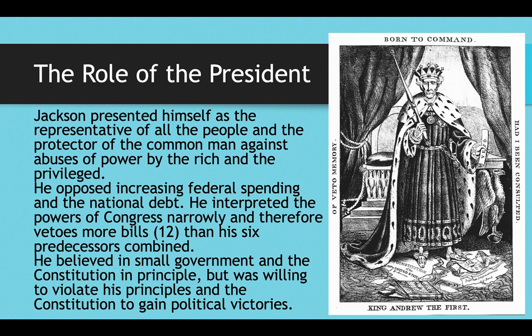On paper, he seemed to be very principled, for small government, for the little guy, for the Constitution. But then, when it came down to it, he was willing to compartmentalize, so to speak, and do what he believed had to get done in order to support his interest. And that's why his opponents, the Whigs, called him King Andrew I, because they said he acted like a king. He expanded the powers of the president, even though he said he was going to do the opposite.